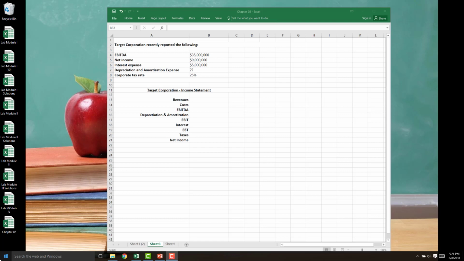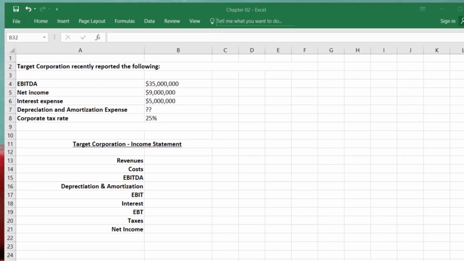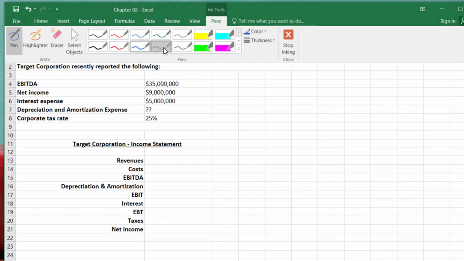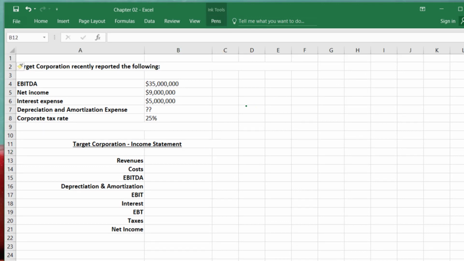Okay, so this is the example that we had in the slides, and I'm going to show you how to solve it using Excel. It's going to give us a good way to practice how to move these numbers around on the income statement. The first thing we do is we're given a list of information about this company, and we're told that we don't know what the depreciation and amortization expense is, and it wants us to solve for this. So that's what we're trying to solve for in this problem.